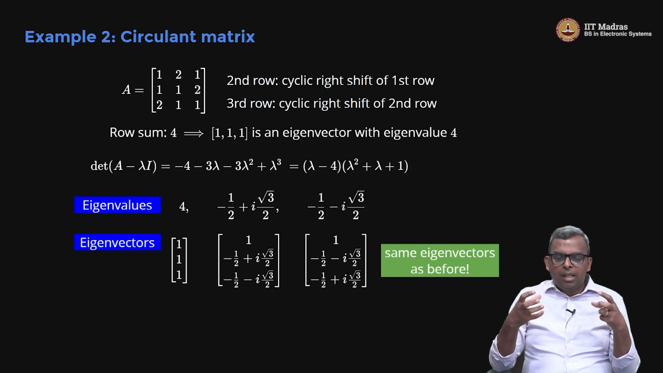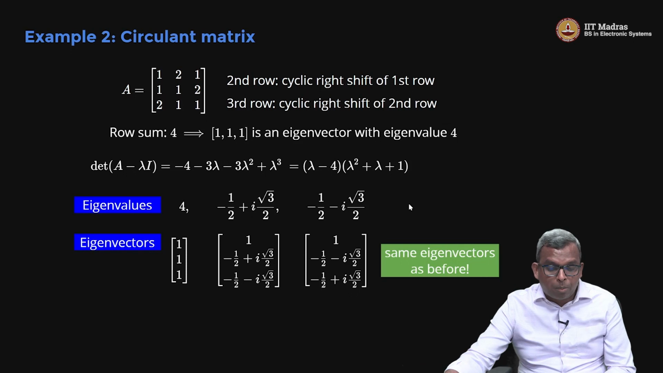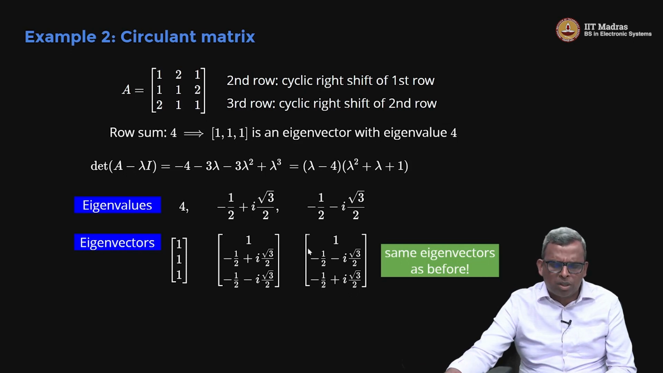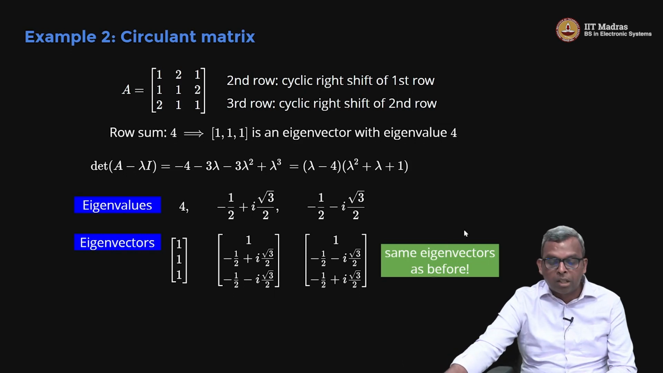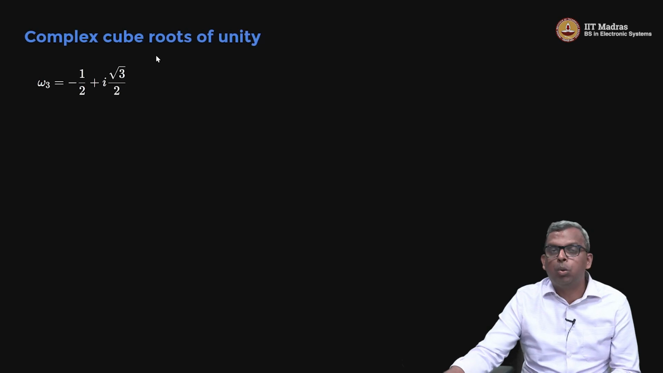What is going on? To understand what's going on, you need to look at this complex number, half plus i root 3 by 2, half minus i root 3 by 2, whatever this complex number is, it's a special complex number. We're going to see that number up close and why it is so special next. That's the connection to complex cube roots of unity.